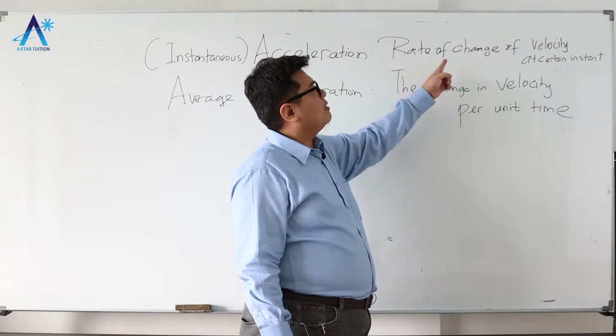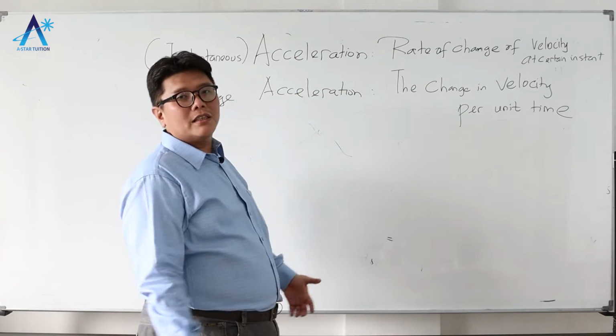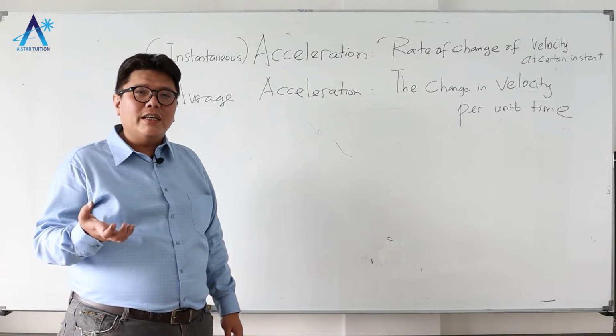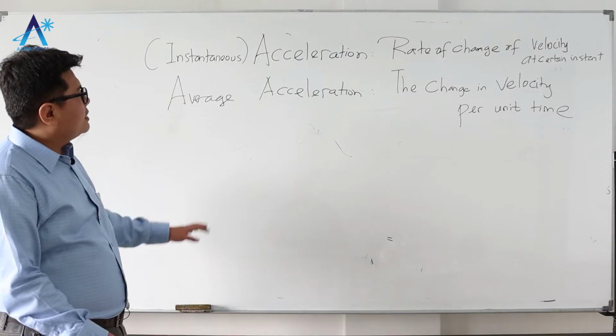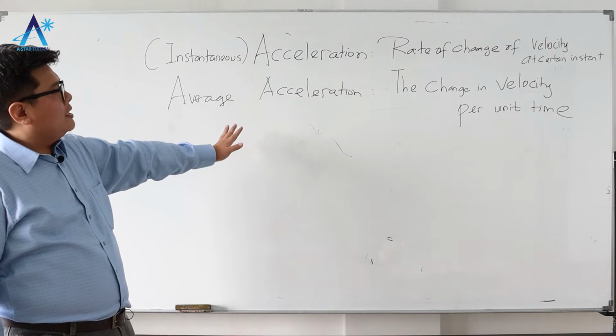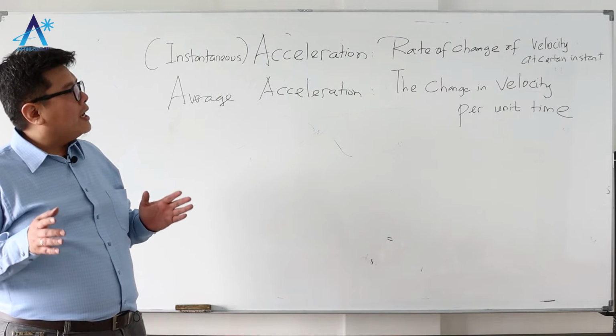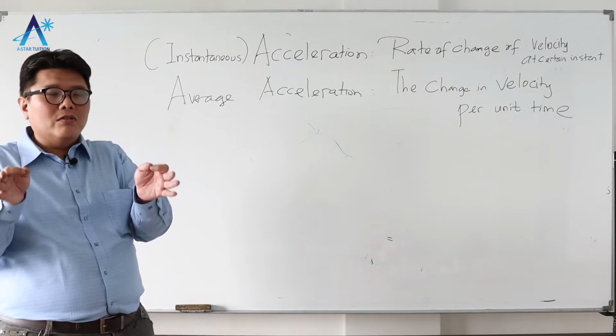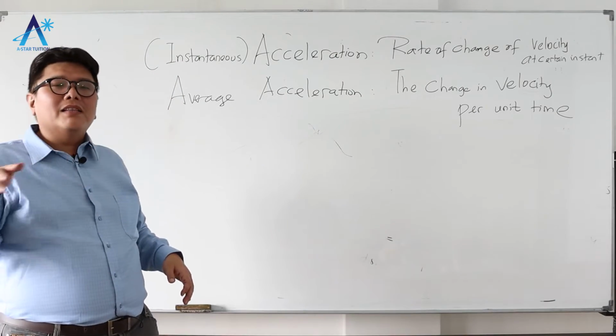It's defined as the rate of change of velocity at a certain instant. So, like how fast is the velocity changing at a particular time? Whereas average acceleration is simply you look at the change in velocity, could be in the long term from one point to another, and divide by the time.